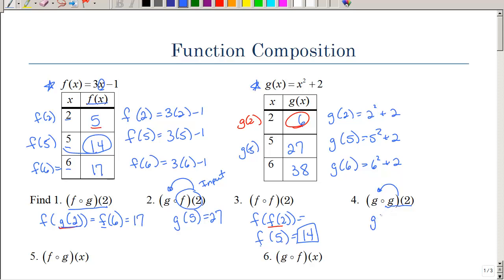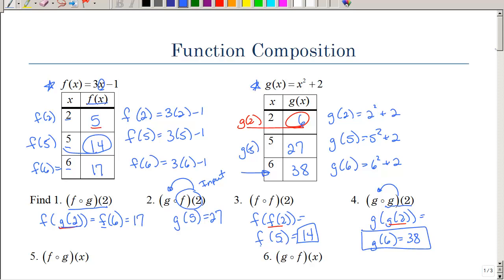So what is g of g of 2? Well, what is g of 2? It seems to be 6. So now I need to find g of 6, which is 38. Those are pretty easy because those deal with numbers.